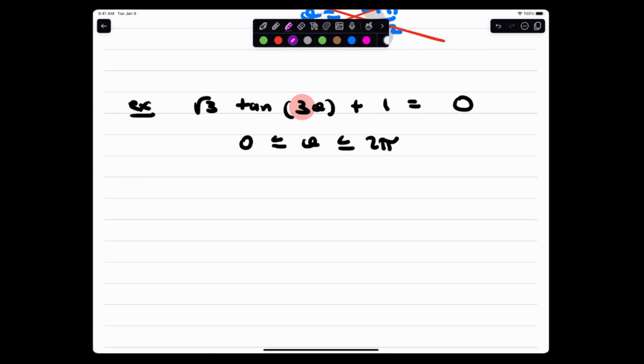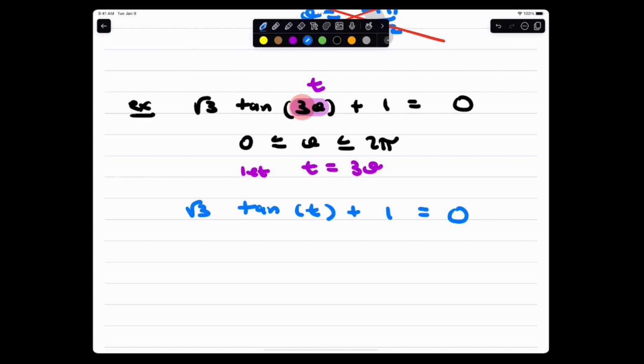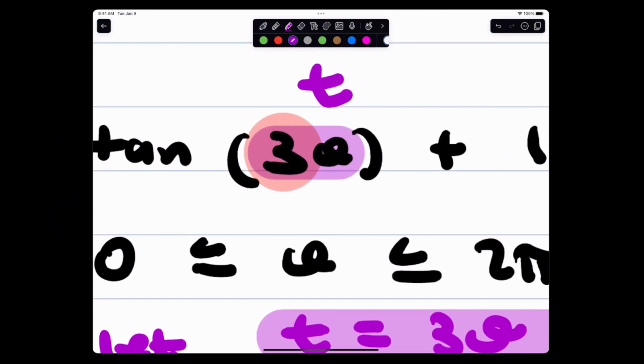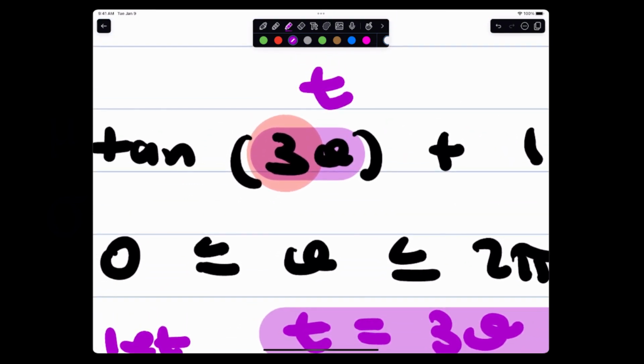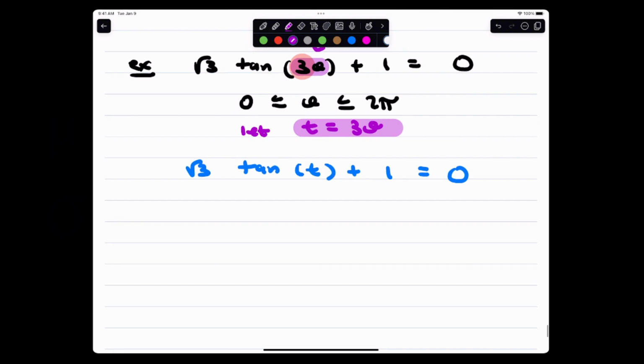Now, maybe in the beginning, maybe you say, you know what I'm going to do? I'm going to start it off this way. Let t be 3 theta, so that I get the square root of 3 tangent of t plus 1 equals 0. Now this is just like all the work we already did. Yes, the variable is not x or theta, it's t, but we did a substitution. We're going to let t always be what's in there. Easy peasy lemon squeezy. Do that substitution.